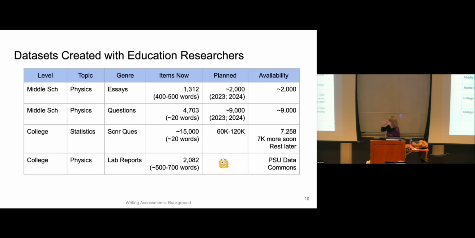So here's the 4 data sets, and you can see we're going to try to make them publicly available. Some of them can't be made publicly available yet because they were originally collected without consent and so on. I just have an estimate of how much we're going to get from college students in statistics from partner institutions across the country because we're just starting that project. But you can see the size of the data sets, like maybe 2,000 essays that we can make public when we're done, and 9,000 questions that we can make public when we're done.